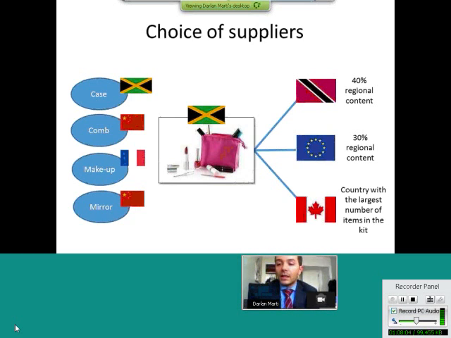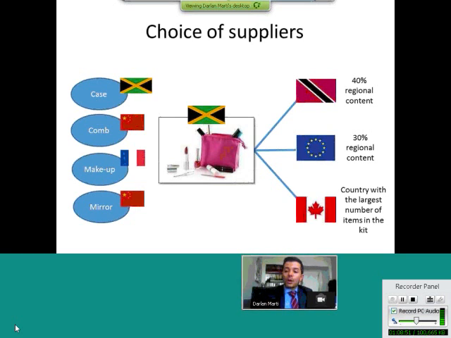Take the case of a producer located in Jamaica who wants to produce cosmetic sets, vanity sets, in Jamaica to export to several countries. He is able to produce the case himself, a textile case in Jamaica. He brings a comb from China. He brings makeup from France, so the European Union, and brings a mirror from China. The question is, those processes, as you see here, expose him quite heavily to rules of origin because he has many suppliers and because he's exporting to several countries.